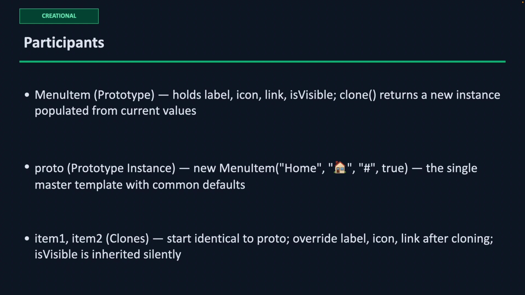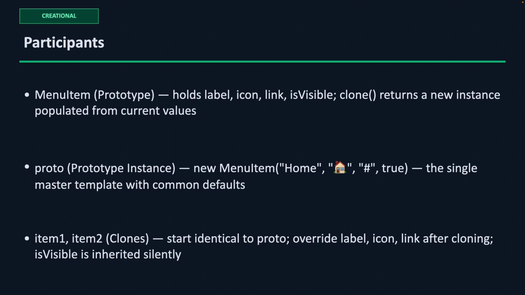Here are the participants in the implementation. The first one is the menu item. This is the prototype. It holds 4 properties: the label for the display text, icon for the emoji, link, and isVisible, whether or not the item renders at all. It implements the clone method by constructing a new menu item from its own current values.